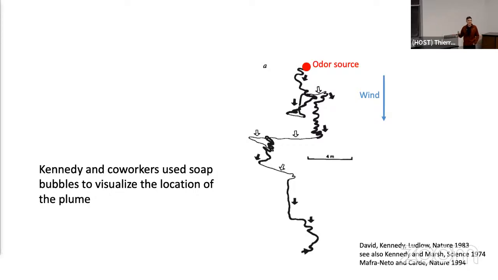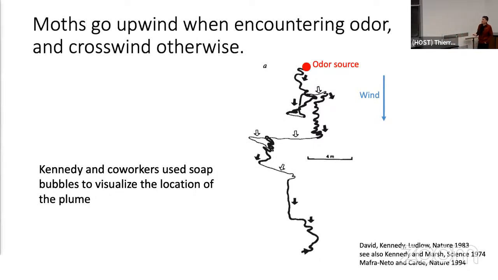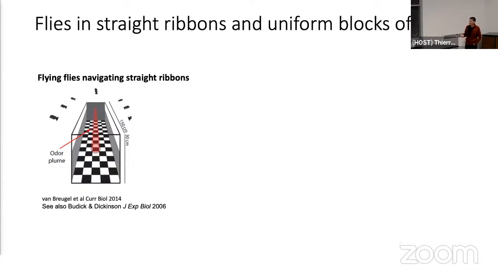And so that suggested that basically a basic strategy to navigate this odor plume is whenever I smell something, I'm going to go upwind. When I lose the smell, I'm going to go crosswind to try to find the plume again. No? Makes sense. And that's the general strategy. It has been recapitulated later in the lab. For example, this is work at Caltech by Dickinson and Van Breugel. They had a straight plume.